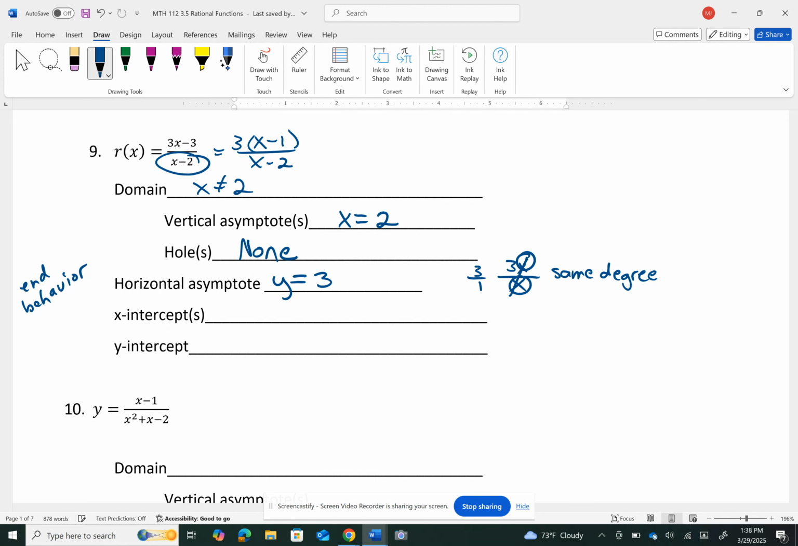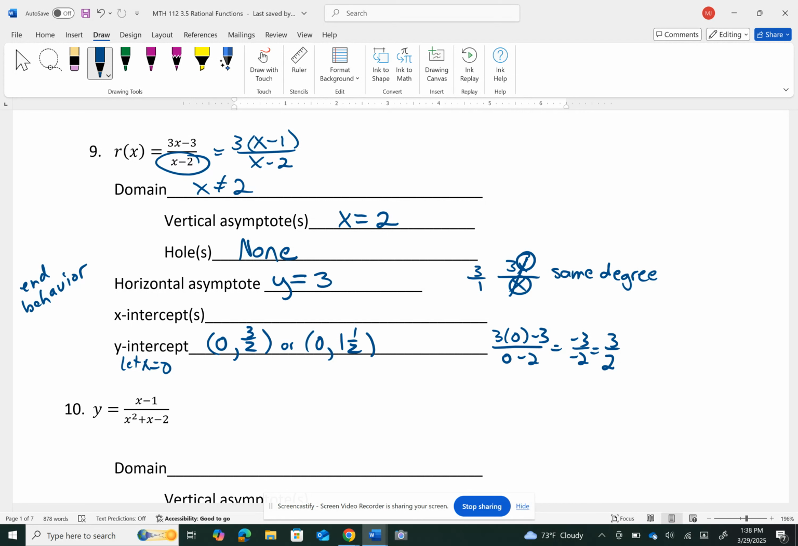Now for x and y-intercepts, this is what you would do for any function. The y-intercepts are the easiest. For that one, you're just letting x equal 0 and working it out. So if you let x equal 0, you'd have 3 times 0 minus 3 over 0 minus 2. You'd get negative 3 over negative 2, or positive 3 halves. So the y-intercept would happen when x is 0, the y value would be 3 halves. If you are going to try to graph this, you might want to think about it as 1.5 so that you can see where it's located.